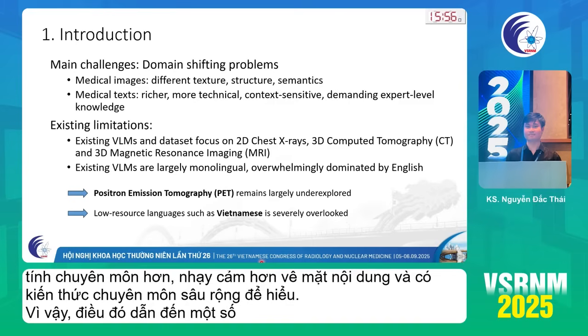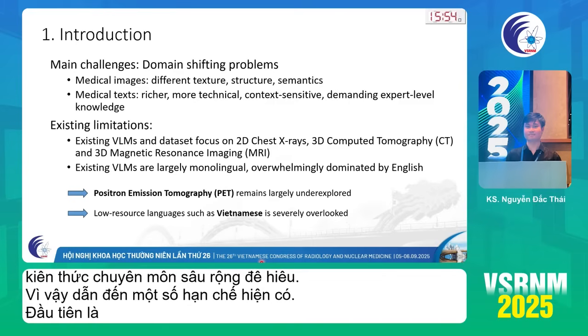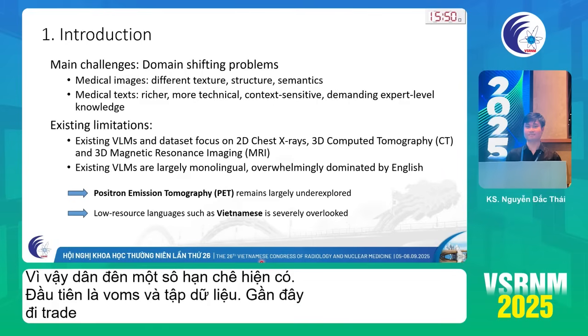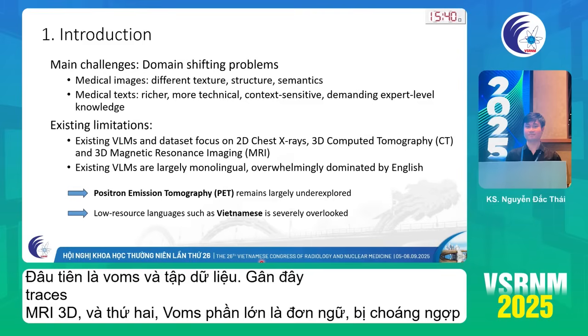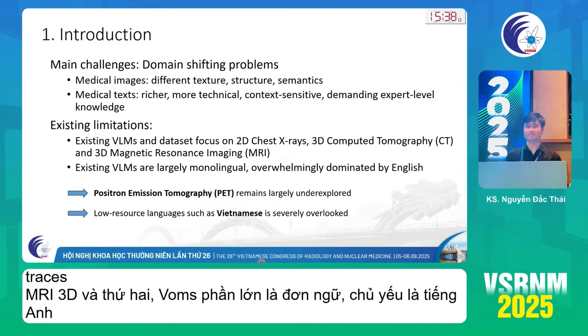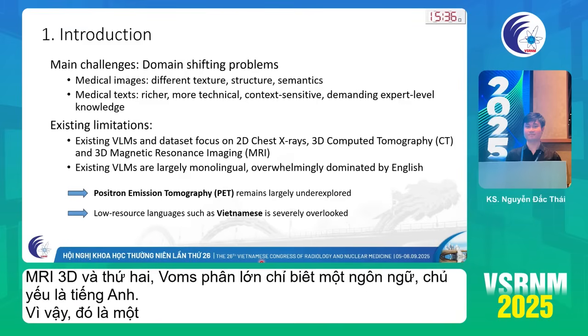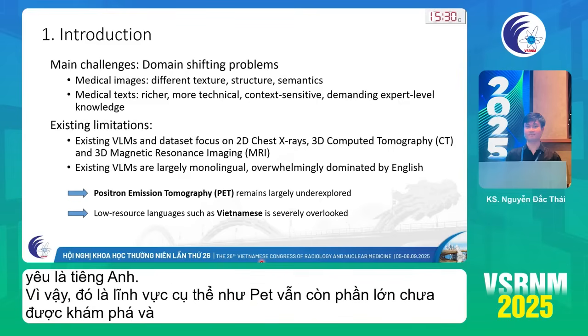The first is that VLMs and datasets have recently focused on 2D chest X-ray, 3D CT, and 3D MRI. And secondly, VLMs are largely monolingual, overwhelmingly dominated by English. So specific domains like PET remain largely underexplored, and a low-resource language such as Vietnamese is severely overlooked.